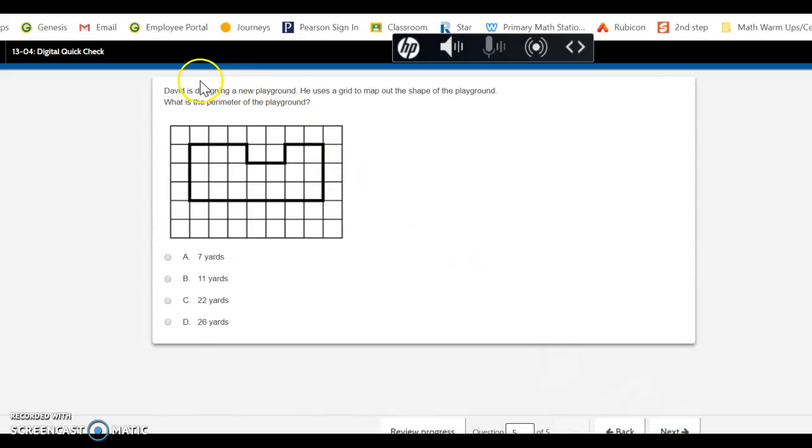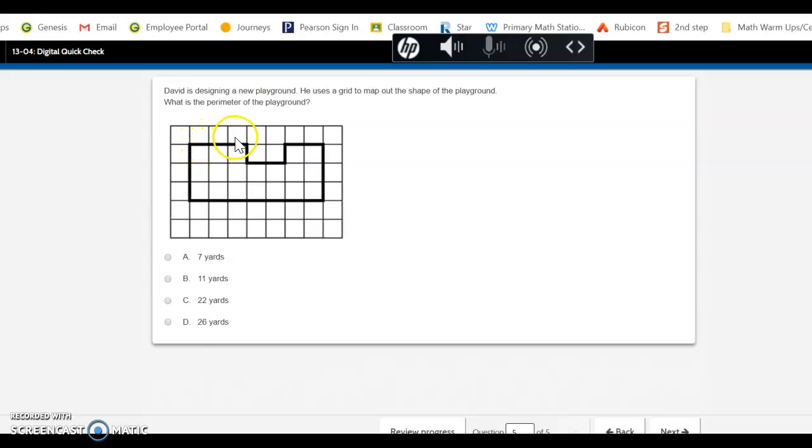Last question. David is designing a new playground. He uses a grid to map out the shape of the playground. What is the perimeter of the playground? So I have to make sure I remember where I'm starting to count. It's definitely challenging on a computer. So I'm going to start at this top corner.